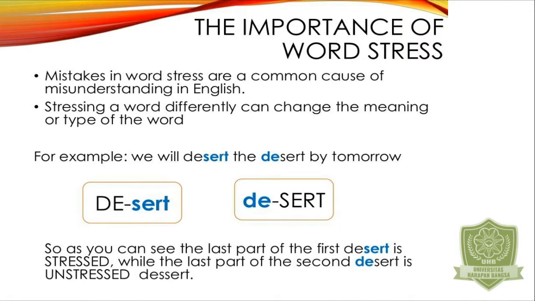For example, here is the sentence: We will desert the dessert by tomorrow. Dessert, desert. You can listen to the difference between these two words. As you can see, the last part of the first dessert is stressed. Meanwhile, the last part of the second desert is unstressed.